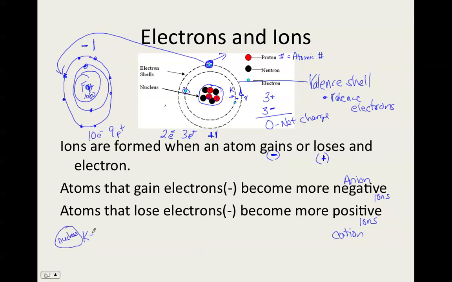Okay, then we have the K shell, which can hold 2 electrons. The L shell can hold 8 electrons. The M shell can hold 8 electrons as well. And there's a couple more shells. There's actually 7 total orbitals, but we're only going to get into the first 3 for the time being.